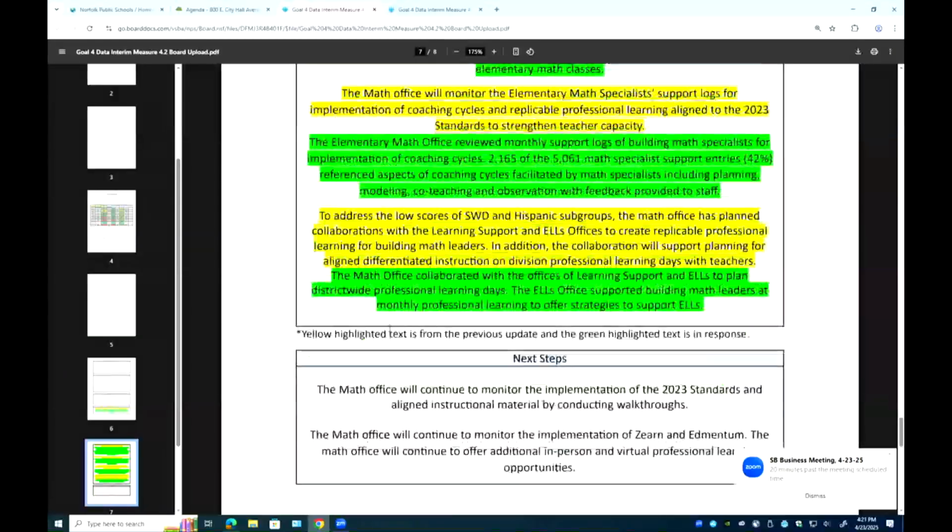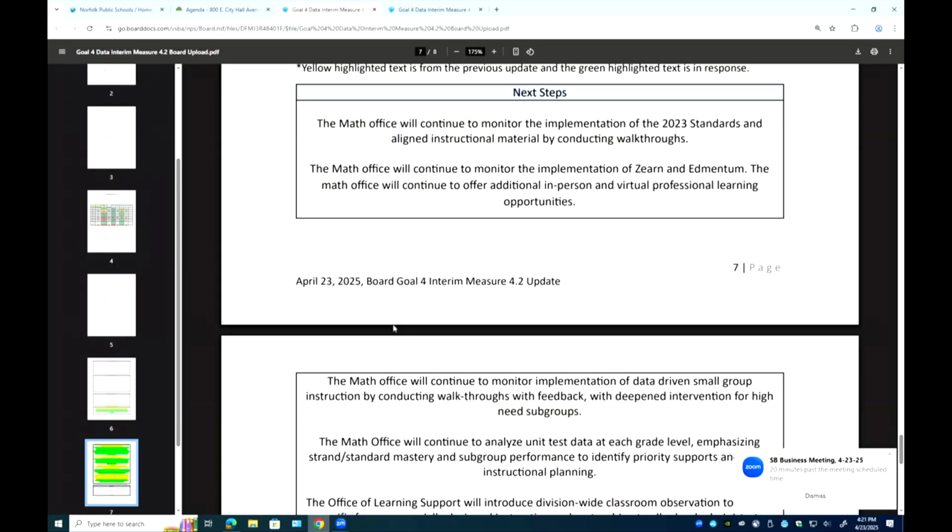So moving on, as we finish out this year and work through the summer and go into next year, they'll continue to monitor the implementation of the 2023 standards. The office will also continue to monitor the implementation of Zern and Edmentum and offer additional in-person and virtual learning opportunities. And that's also a huge focus for any new teacher that we hire, as well as long-term subs starting next year. We make sure they have explicit professional development around those tools as well.